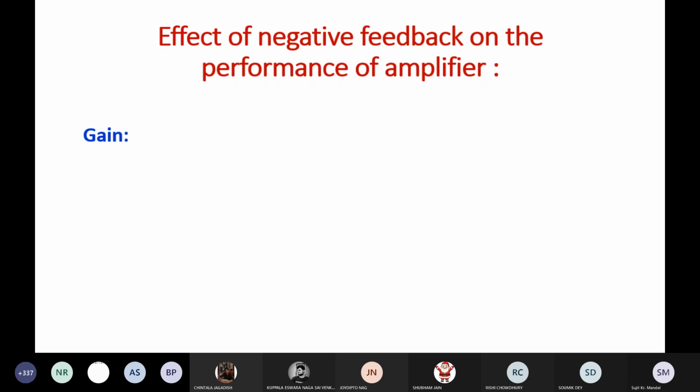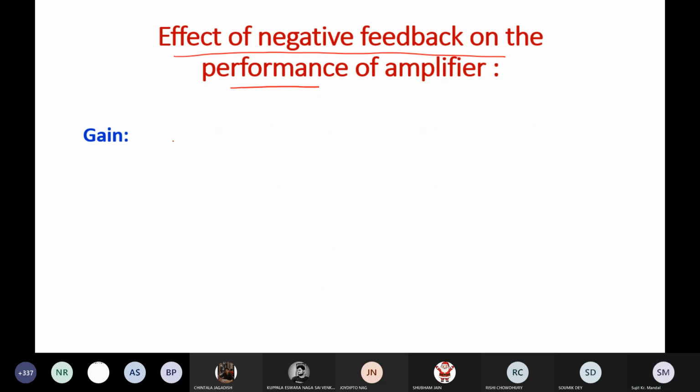Okay. So now let us come to this point, the effect of negative feedback on the performance of the amplifier. I told you in the beginning, while discussing the different types of feedback, the positive and negative feedback, that negative feedback has several advantages. Though it reduces gain, it has several advantages. So what are the different advantages?